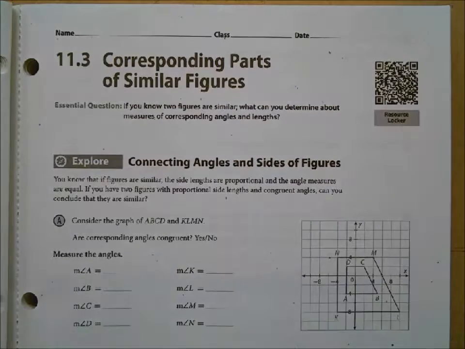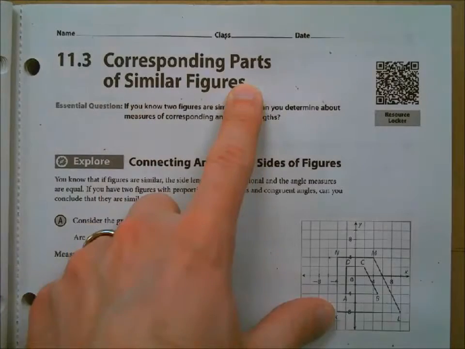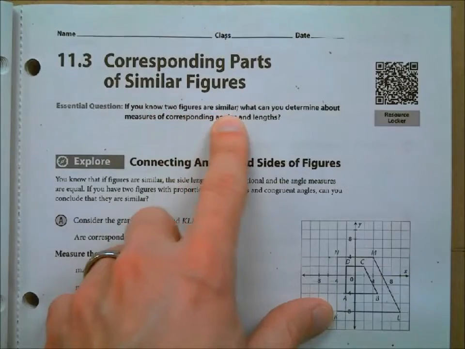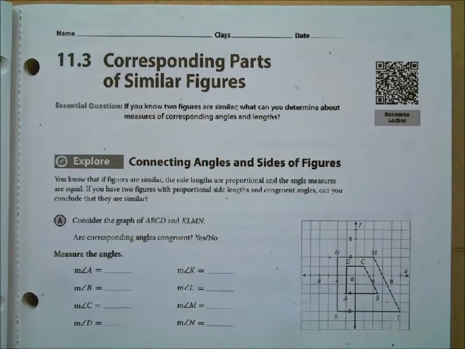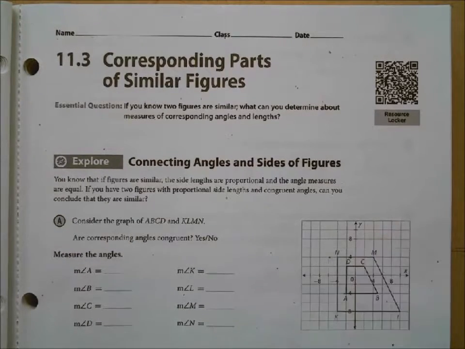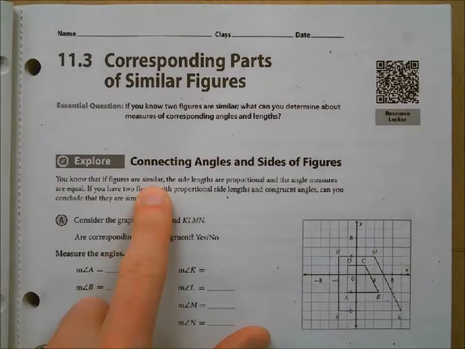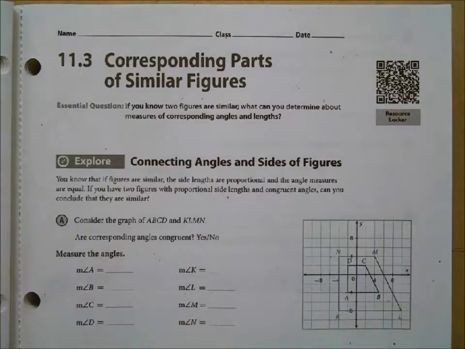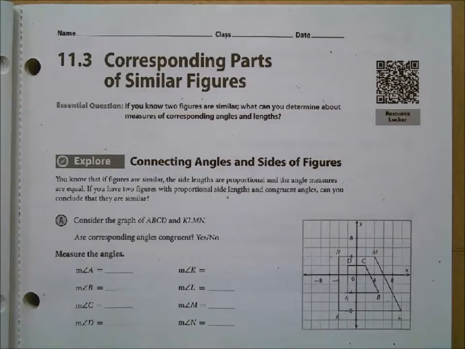So, we just kind of talked about corresponding parts of similar figures, right? If you know two figures are similar, what can you determine about measures of corresponding angles and lengths? Here we've got some figures, and we want to determine if they are in fact similar. If figures are similar, the side lengths are proportional and the angle measures are equal. If you have two figures with proportional side lengths and congruent angles, can you then conclude that they are similar?